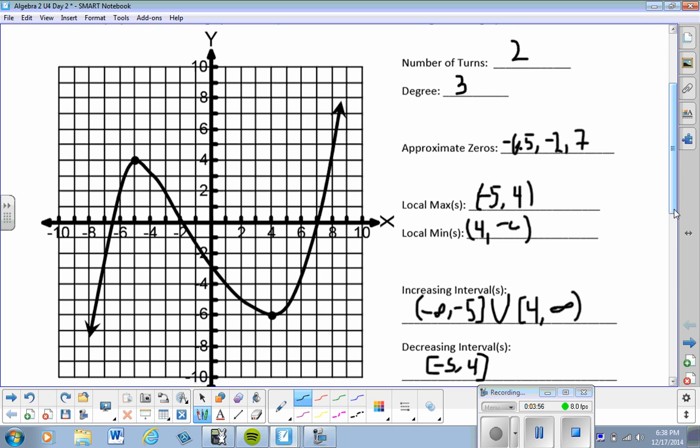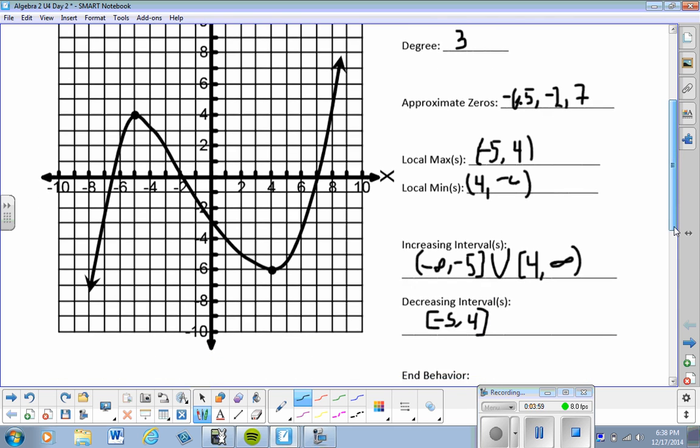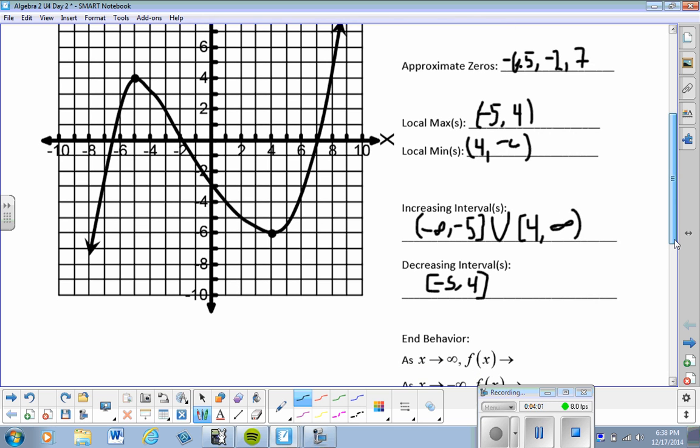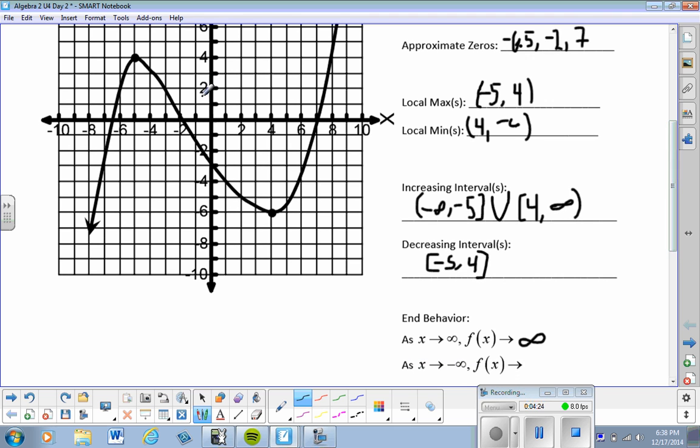All right. Now let's look at the end behavior of this particular graph. So because this is a cubic, as x goes to infinity, f of x is also going to go to infinity. And then as x goes to negative infinity, f of x goes to negative infinity.